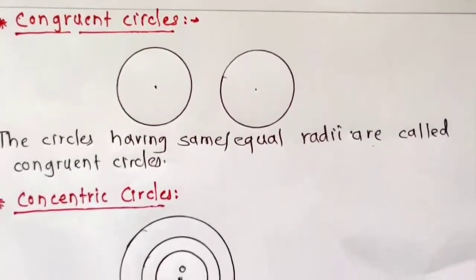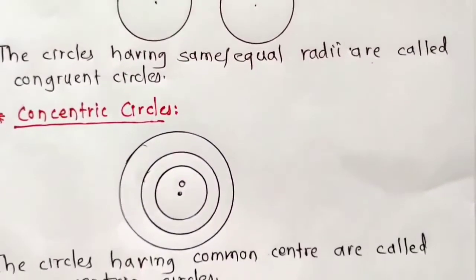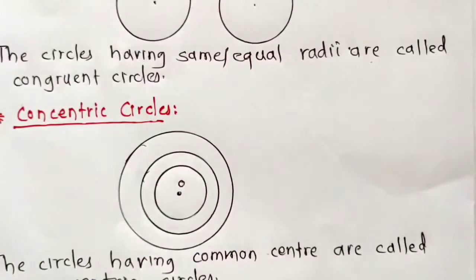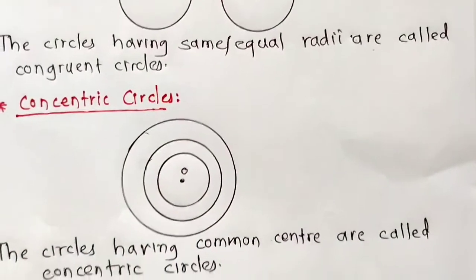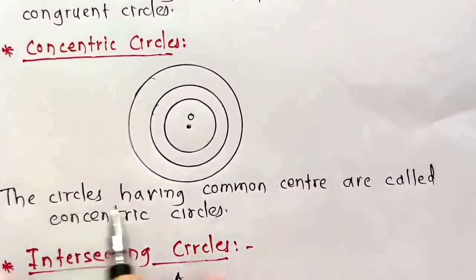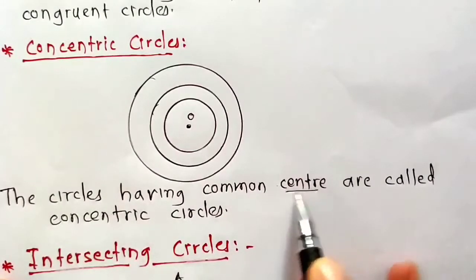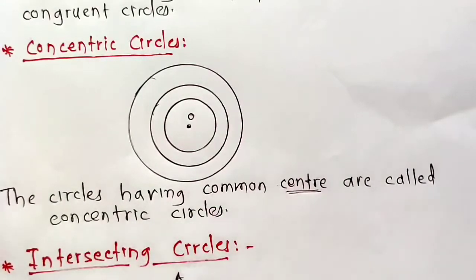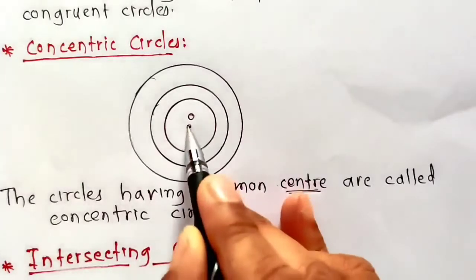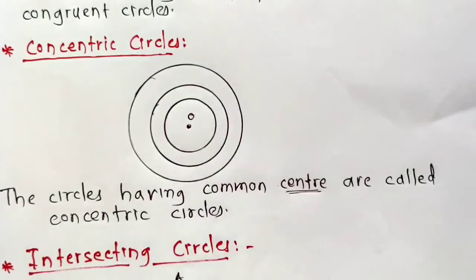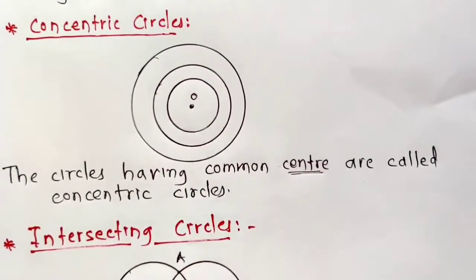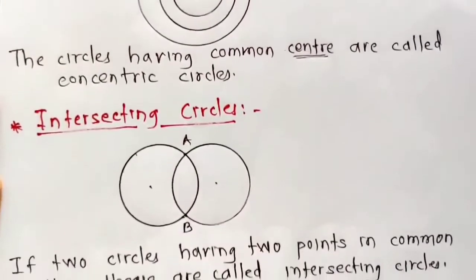Now next concept is concentric circles. Concentric means common center. Here there is a common center for all these circles, therefore these are called concentric circles. We can define the circles having a common center as concentric circles. In this figure, these three circles have the common center O, therefore these are concentric circles.